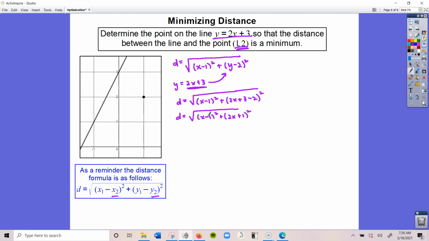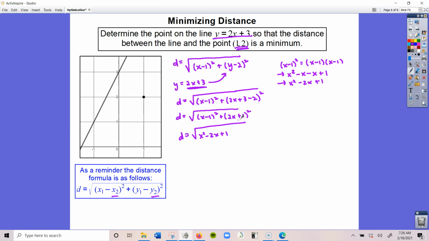Let's go ahead and do this. I'm going to do the multiplication on the side. So x minus 1 squared is equal to x minus 1 times x minus 1. If I distribute everything, this would give me x squared minus x plus 1, which is equal to x squared minus 2x plus 1. So far, I have that d is equal to the square root of x squared minus 2x plus 1.